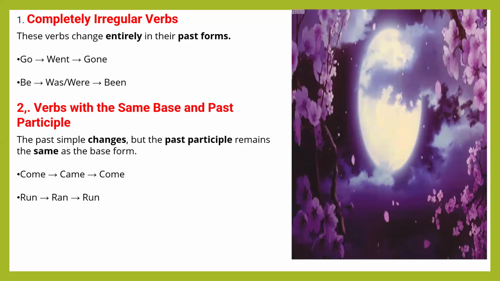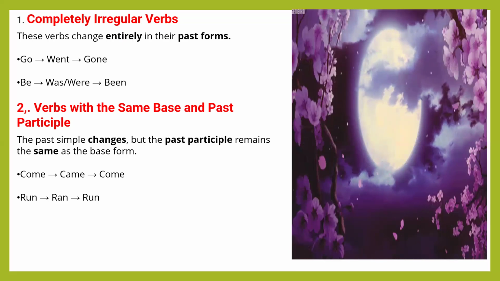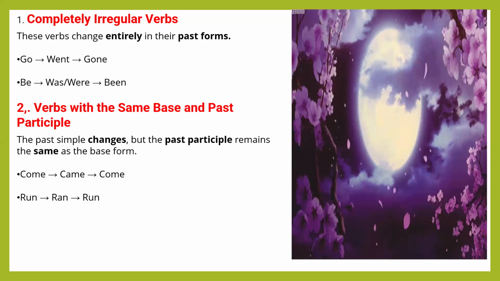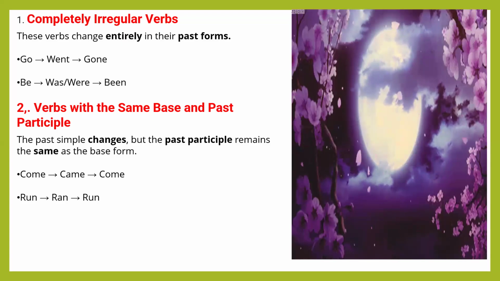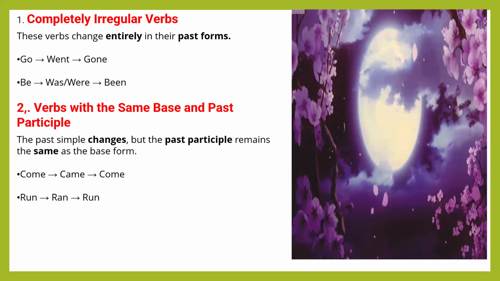Verbs with the same base and past participle. The past simple changes, but the past participle remains the same as the base form. V1, V2, V3: V1 and V3 are the same, but only V2 changes. Come, came, come. Run, ran, run. So in this case, the past simple, past indefinite, changes. Past participle remains the same. Only V2 will change.